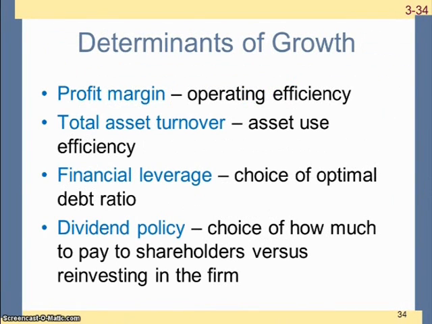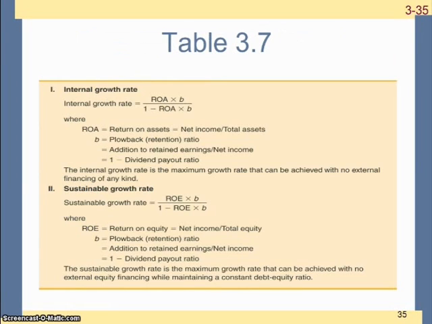Next, determinants of growth. Determinants of growth are profit margin, total asset turnover, financial leverage, and dividend policy. The combination of profit margin, total asset turnover, and financial leverage results in ROE, which was explained earlier as derived by using the Dupont method. Now, table 3.7 summarizes the formulas of internal growth rate and sustainable growth rate.